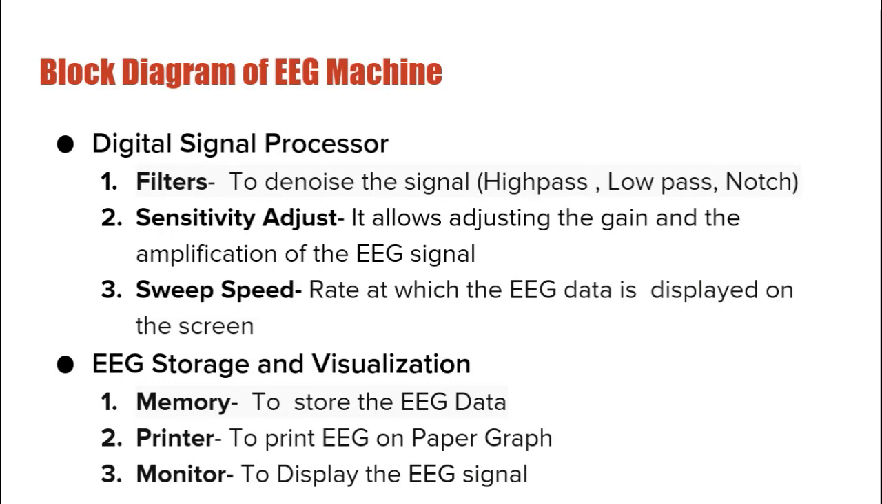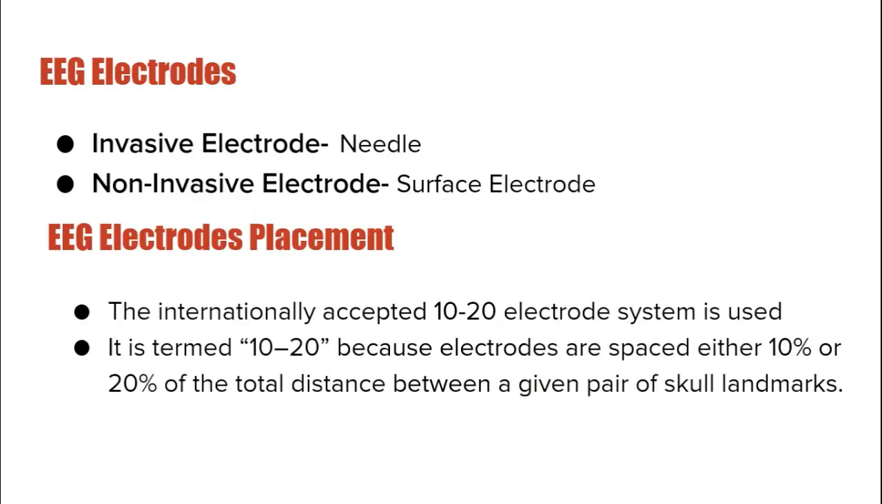There is also memory to store the EEG data. There will be printers to print the EEG data on paper, and we can see the graph on the paper. Then there will be monitors to display the EEG signal, and we can analyze it on the display. Next, there are two types of electrodes: invasive electrodes and non-invasive electrodes. An example of invasive is needle-like electrodes, and of non-invasive, surface electrodes. Now, how are the electrodes placed on the head so that we can collect the EEG, right?